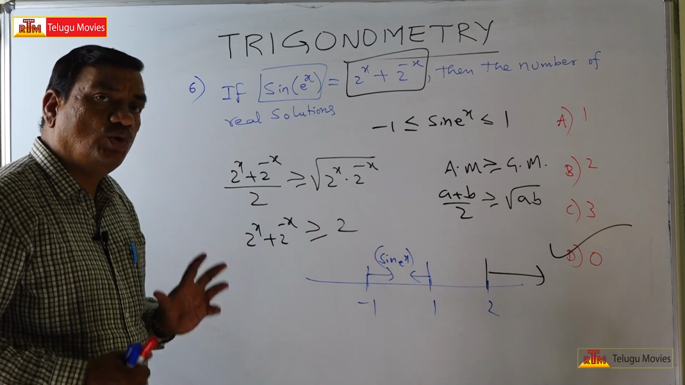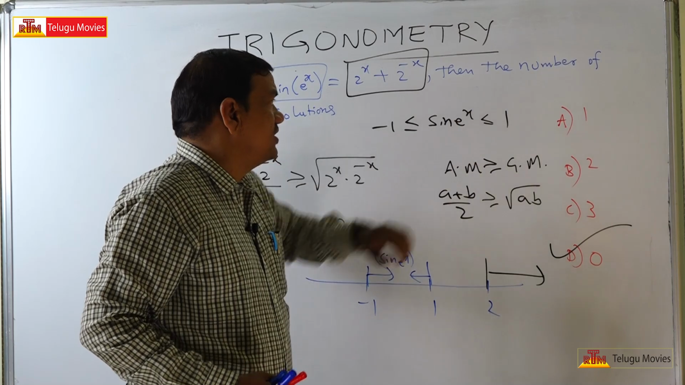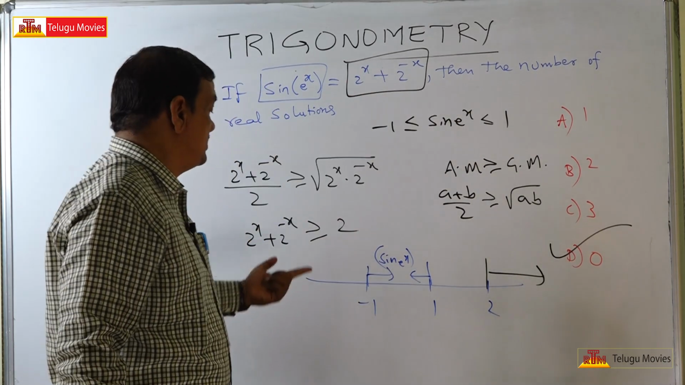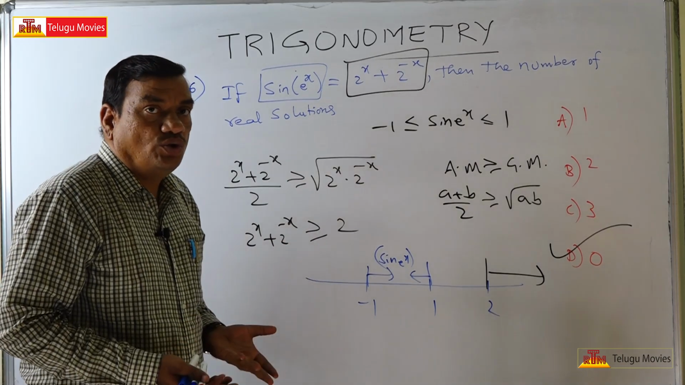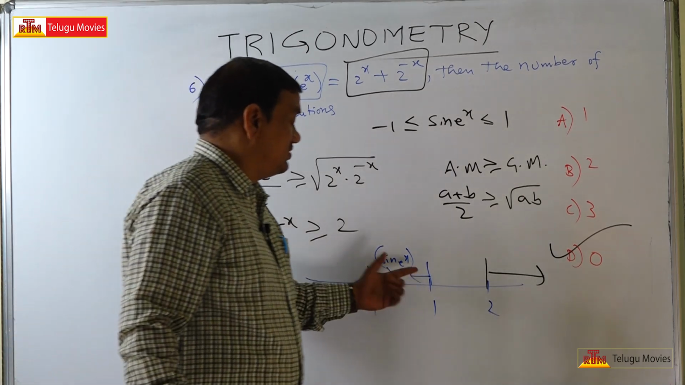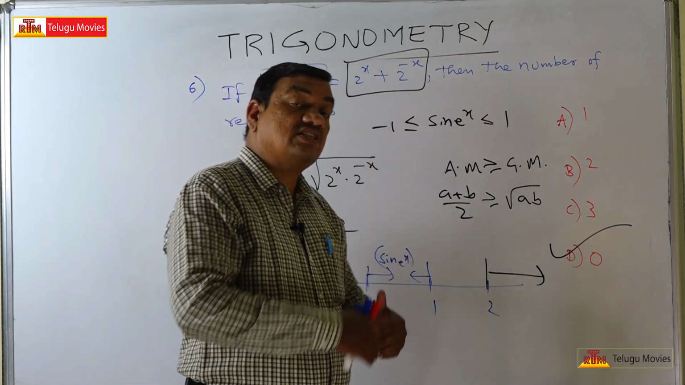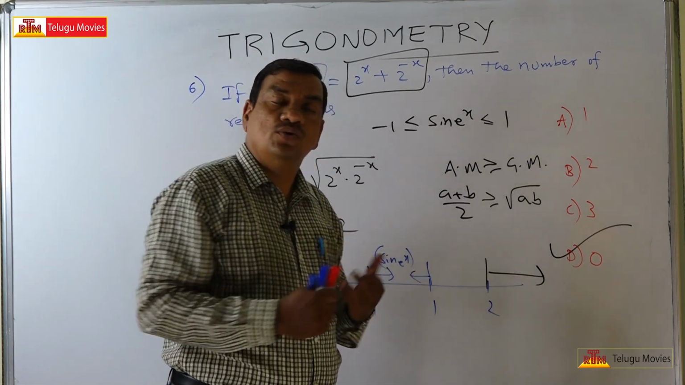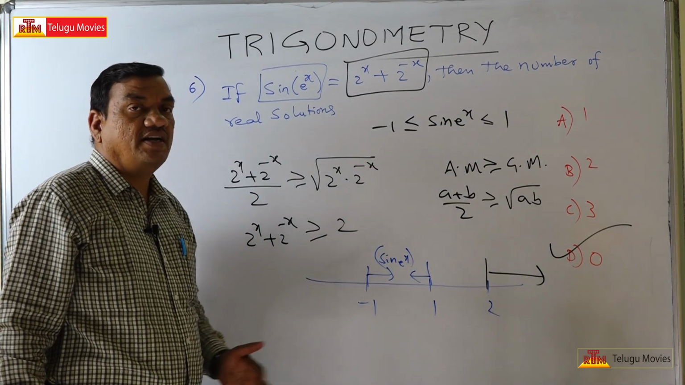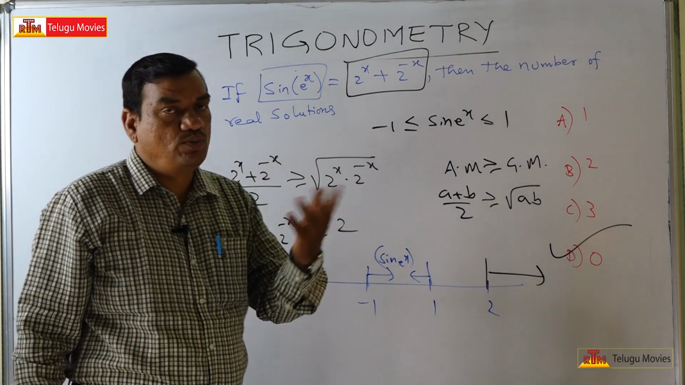So the first thing you should know to do this problem is the range of the function sine of e^x, and the range of 2^x + 2^-x, whose value is greater than or equal to 2. So it will be 2 or greater than 2. The sine value lies between minus 1 to 1, and the 2^x + 2^-x value is from 2 to more than 2. So you cannot find any common solution here. That's why you can't get any solution. Right. I hope that you understand this solution. Let us go to the next problem.